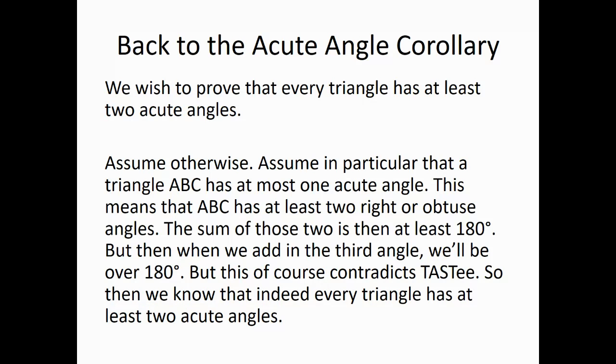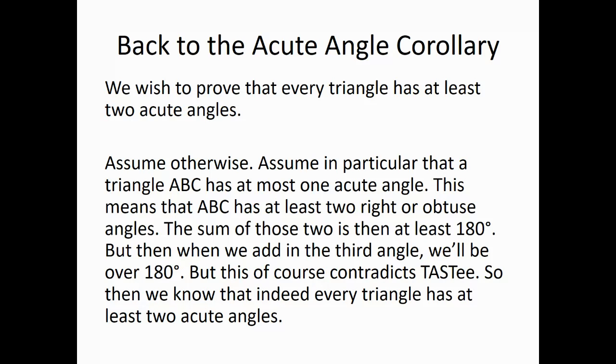So what just happened here? If we have a triangle that has 1 or 0 acute angles, it will have to follow that the sum of its angles is greater than 180 degrees, but that is impossible. So that means that our assumption is false, okay?